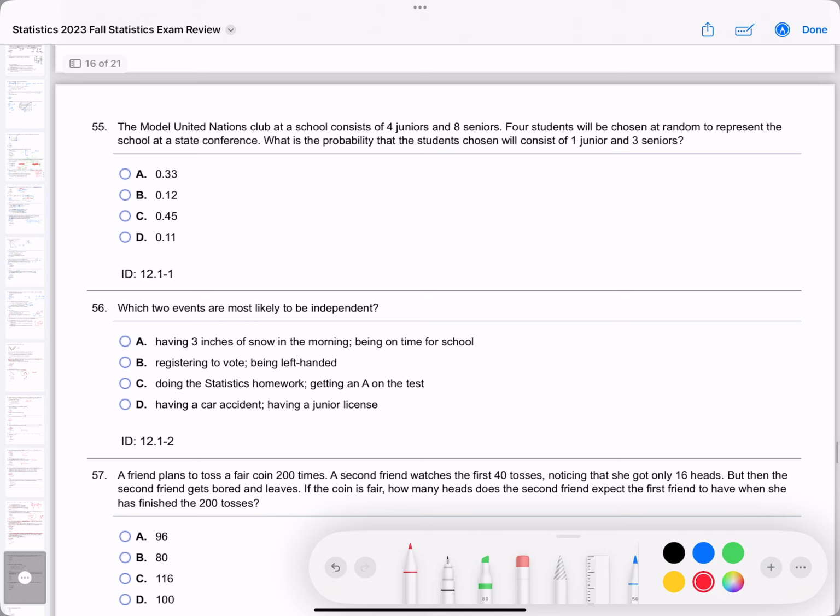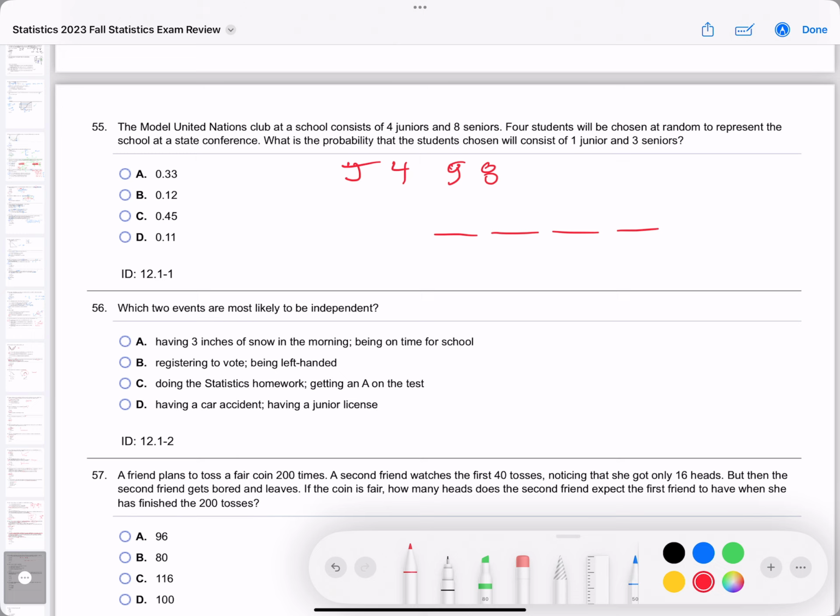All right, so for 55, 4 students will be chosen at random to represent the state conference. What's the probability there'll be 1 junior and 3 seniors? So we have 4 juniors and 8 seniors, and I'm choosing 1, 2, 3, 4.